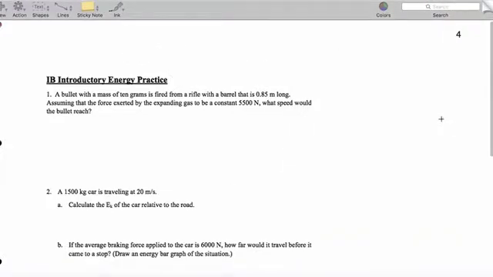All right, so I wanted to give you a few homework hints to help you with what you're doing tonight. So we have a 10-gram bullet, and let's be clear. If we convert that to kilograms, that's going to be 0.010 kilograms. Now, the barrel length, that's a distance s. We have a force F, and we want to know what speed the bullet would reach.